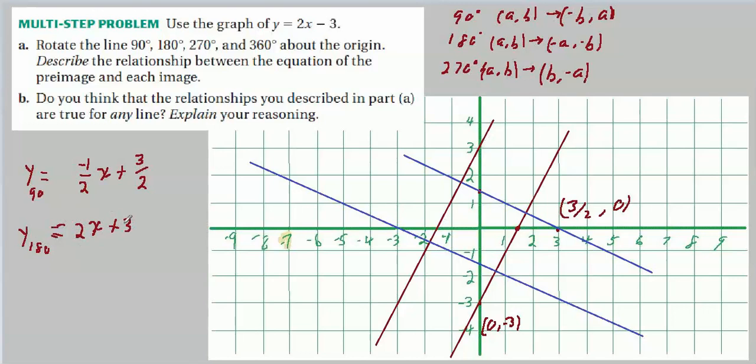Okay. What about y sub 270? What's that going to look like? Well, it has to have the same slope as this other blue line, doesn't it? It's perpendicular to both of these, so we're back to minus 1/2. And what's the y-intercept? Minus 3/2.